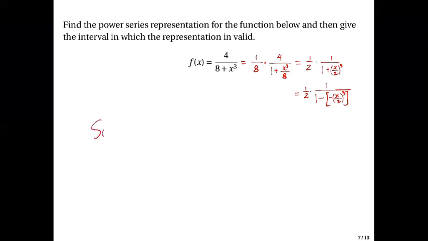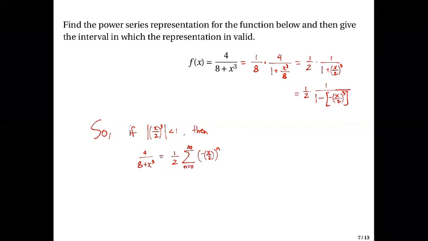Therefore, if the absolute value of x over 2 raised to 3 is less than 1, then we have 4 over 8 plus x cubed equal to 1/2 times the sum of negative quantity x over 2 raised to n, running from 0 to plus infinity. Oops, sorry, I forgot the 3 in here.